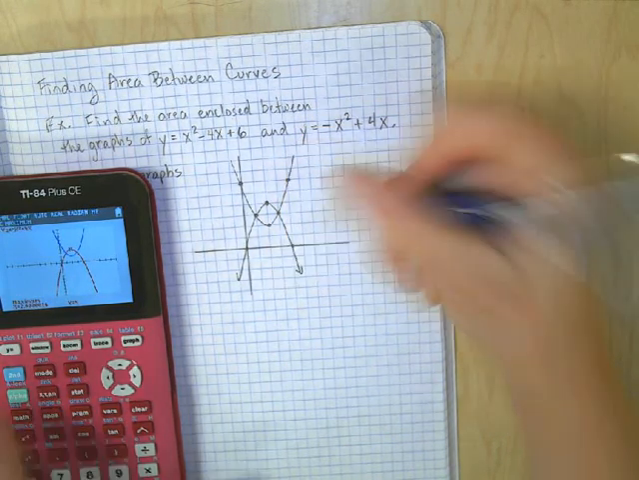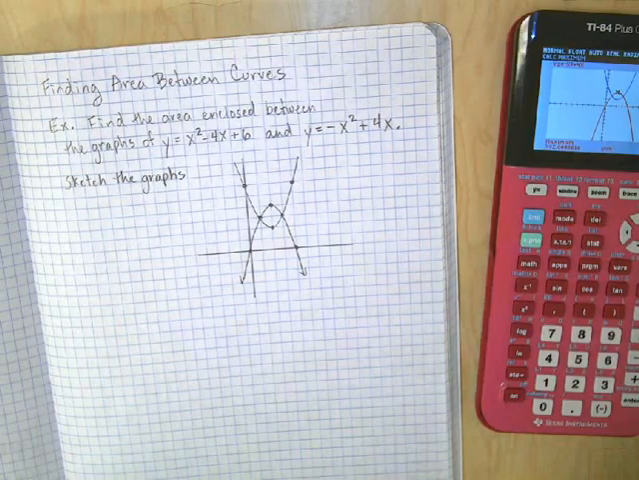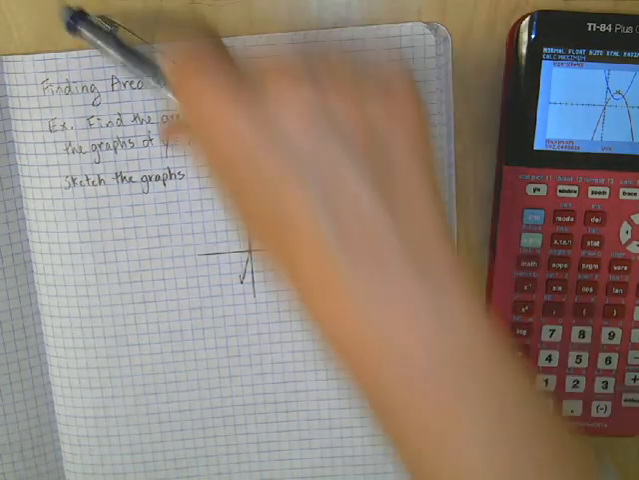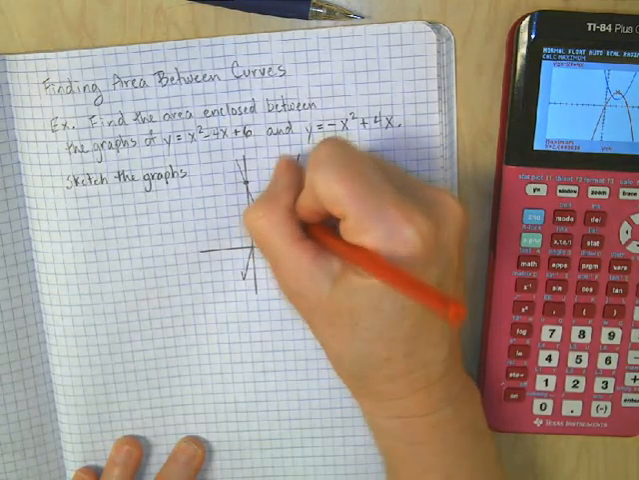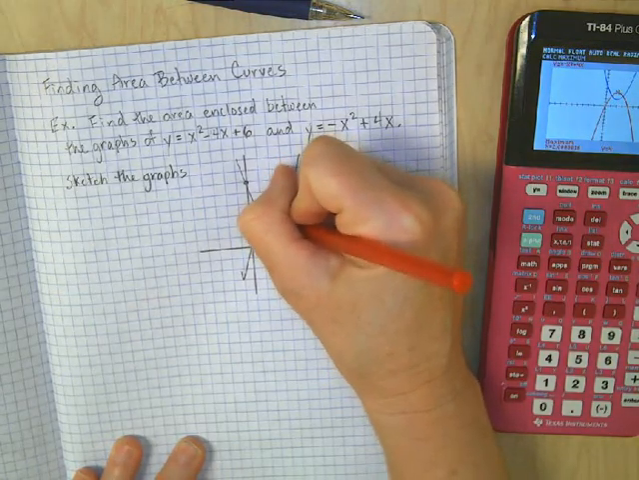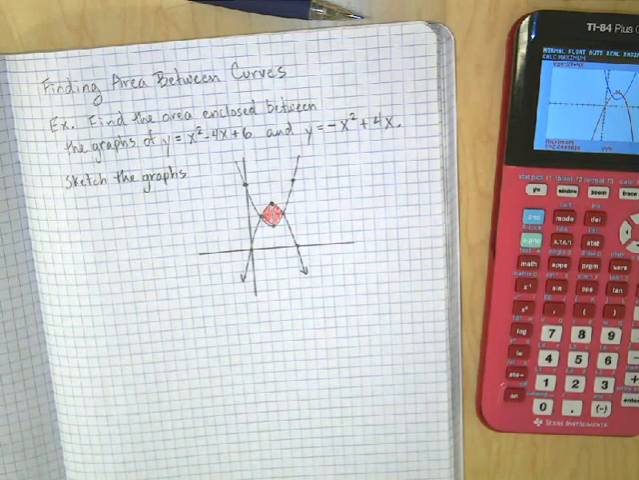So the area that is enclosed between them is right here. Let me get another color so you can see that clearly. This is the area that I am referring to. So in between. That's the area I need to find.